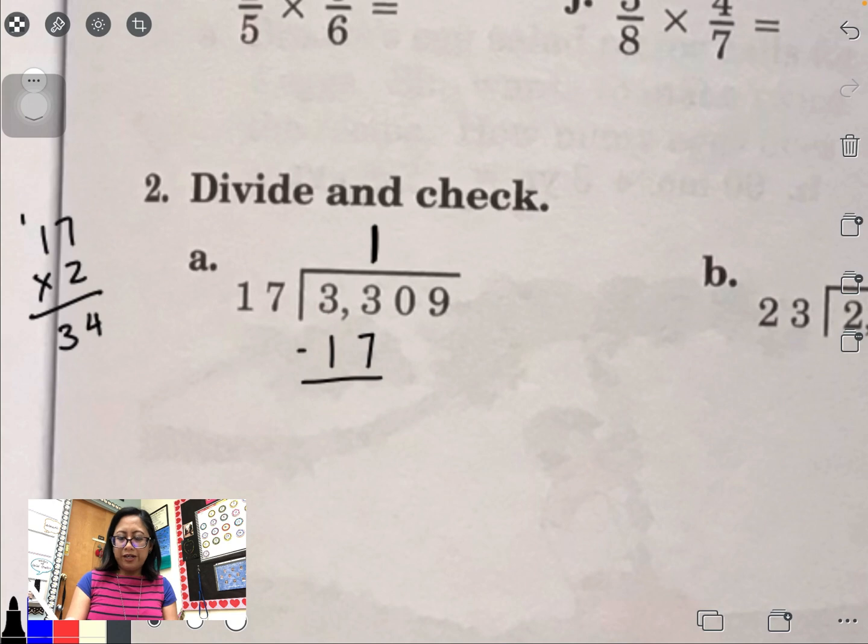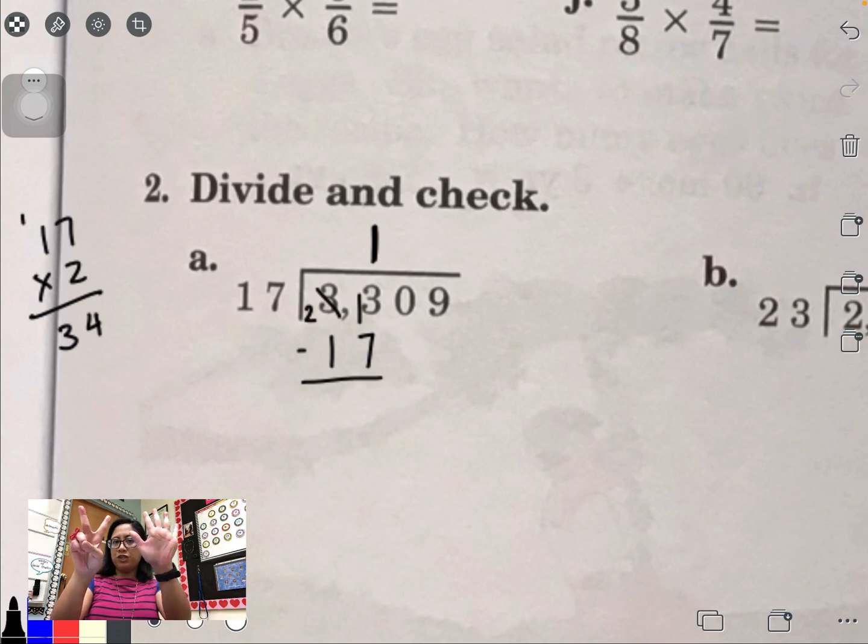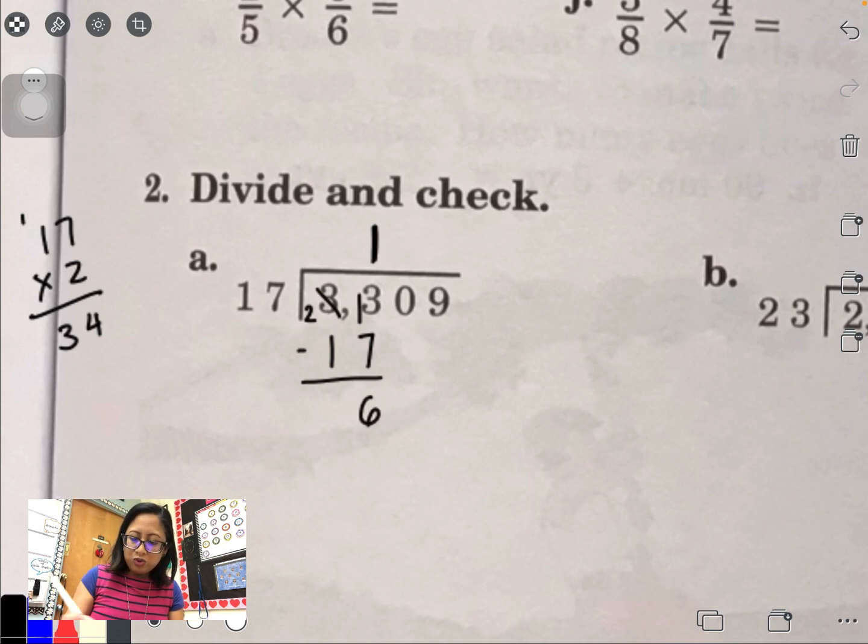And then I can subtract. So 3 take away 7 is impossible. So I have to go next door and borrow. The 3 here becomes a 2, and the 3 in the 1s column becomes a 13. 13 take away 7. So I'm going to hold up 7 fingers and count down from 13. 13, 12, 11, 10, 9, 8, 7, 6. So 13 take away 7 is 6. Drop the 0. Okay. 60 divided by 17.